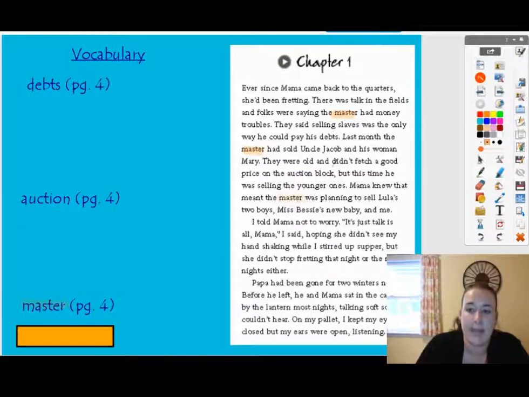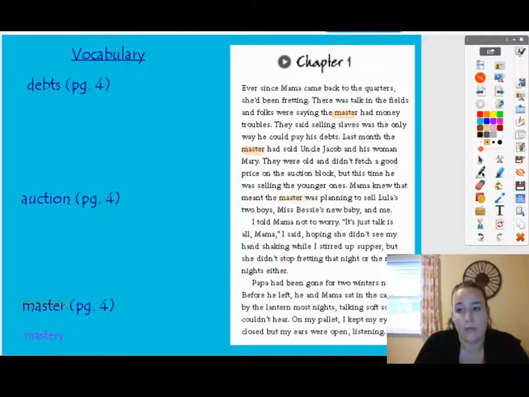And our last word, master. This is a word that can have multiple meanings. We think of mastery when you're in control of something or you have full understanding of it. But we have master kind of all over the page. There was talk in the fields, and folks were saying the master had money troubles.